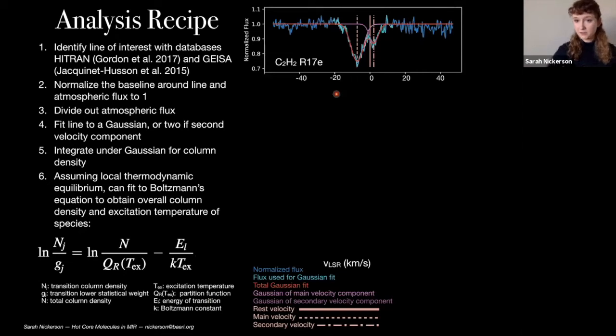So showing some of these transitions that I'm fitting to. This is for acetylene, the R17 line. And so here in blue is the flux, and then the total Gaussian fit is in green.